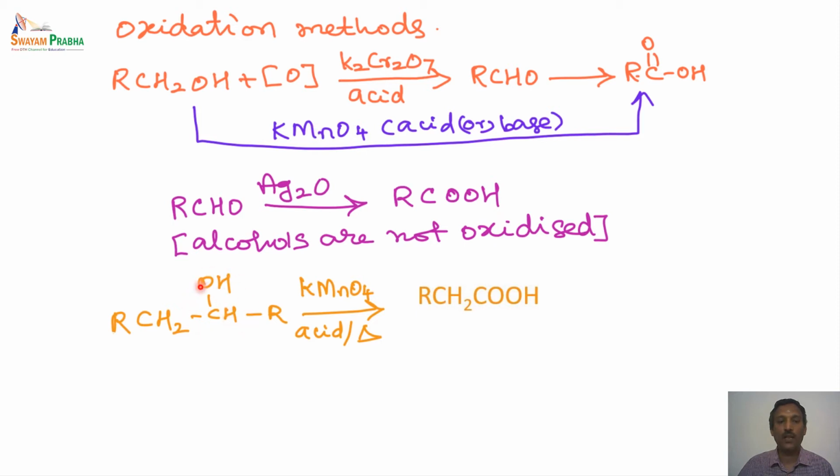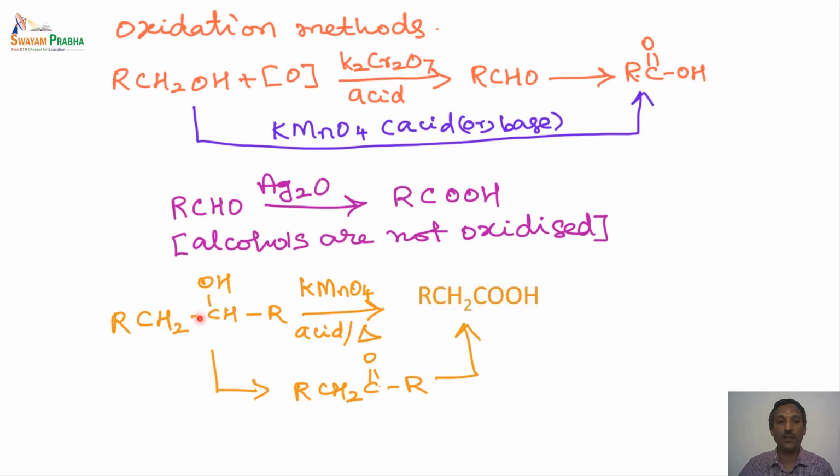And when we have a secondary alcohol, so far we have seen a primary alcohol, and here we have a secondary alcohol. When we subject a secondary alcohol to KMnO4 oxidation under acidic conditions followed by heating, this produces carboxylic acid. In this particular case, the reaction actually proceeds through a ketone intermediate. The secondary alcohol is converted to a ketone first, which on treatment with KMnO4 under heating conditions, requires a little harsh conditions to produce the carboxylic acids.